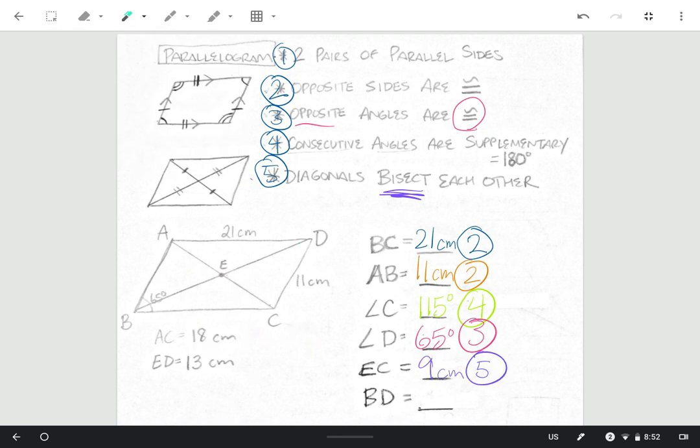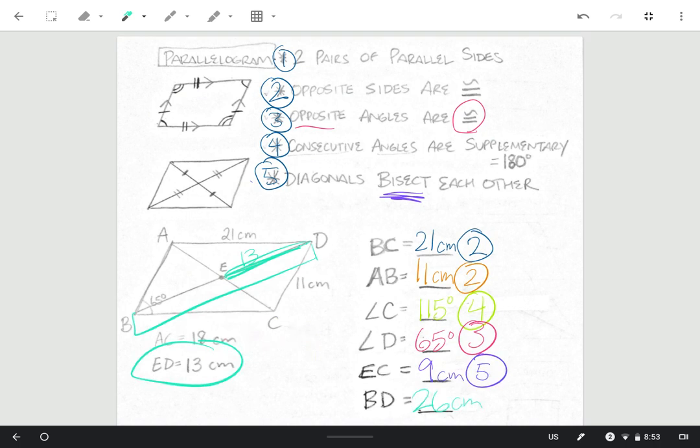Lastly, if we look at this last piece of information, we see that ED is 13, which means that the whole diagonal from B to D would need to be twice as much because it's the other way. Because I have the half, I need to do times 2 to find the whole thing. And so it would be 26 centimeters. And that would be property number 5.